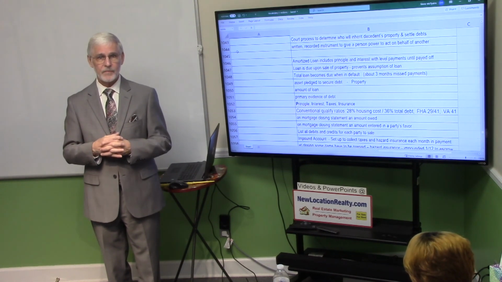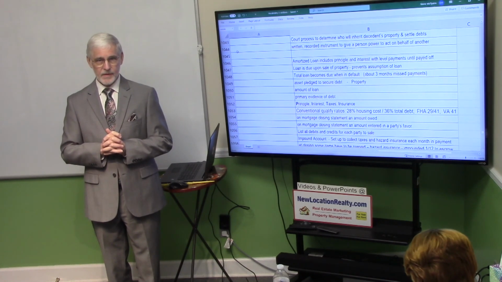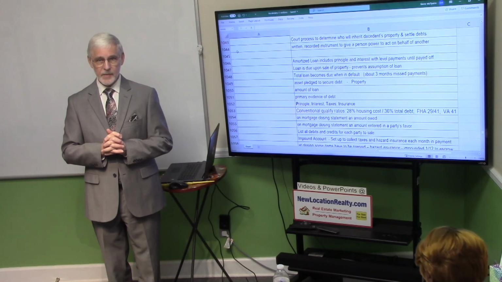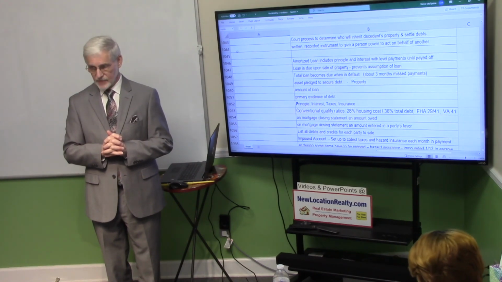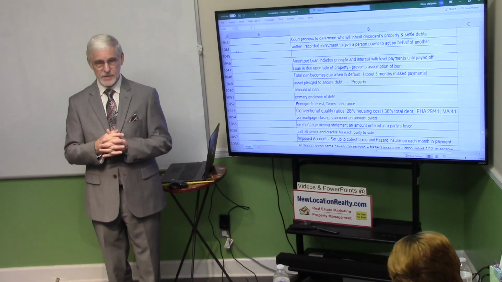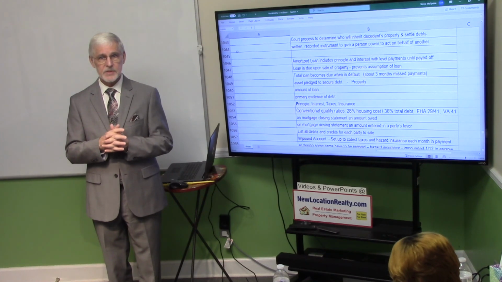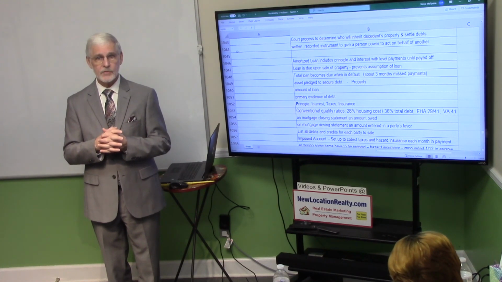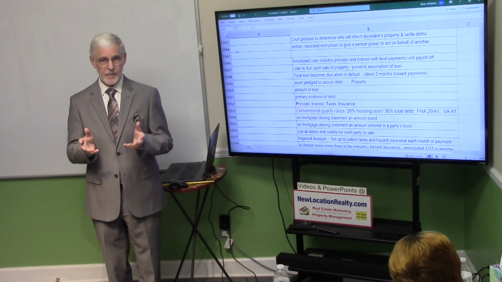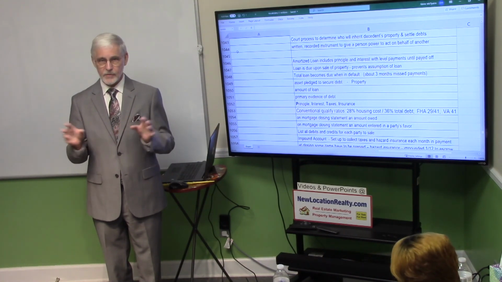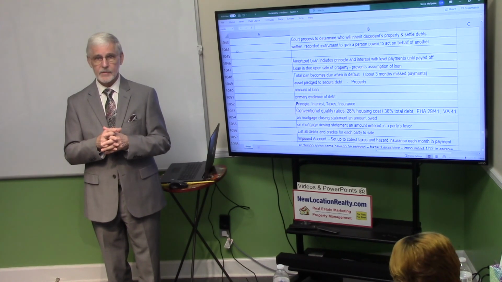Okay, these are our ratios. Conventional, 28% of your gross income can go to your house payment. That's principal and interest, and I guess taxes and insurance would be on there too. It's going to be your housing cost. 36% total debt is when they add your car payments, student loans, and other long-term debt. And that can only be 36% of your gross income.